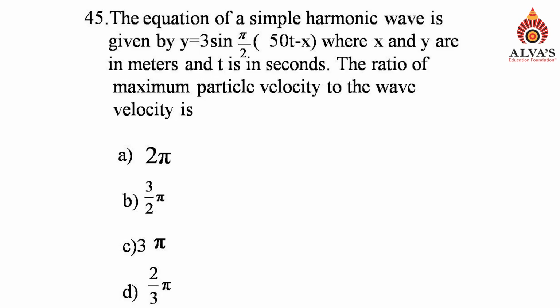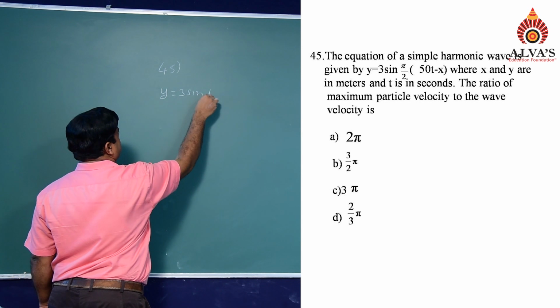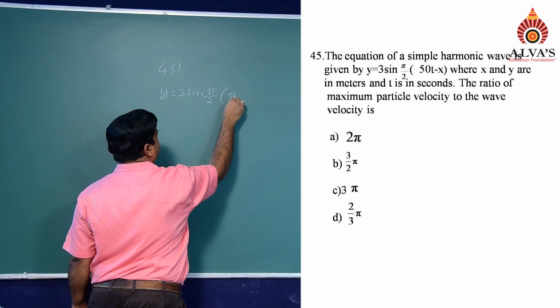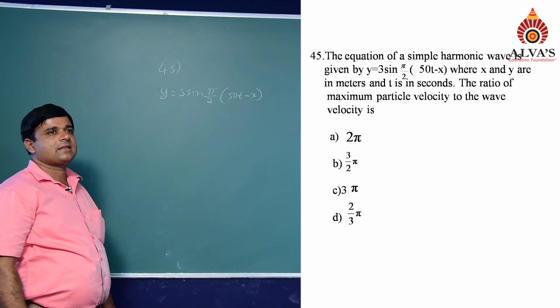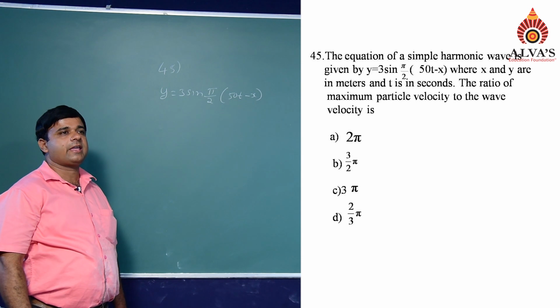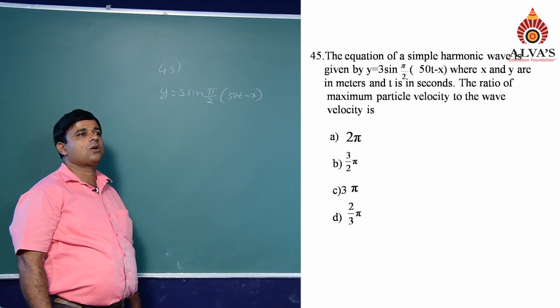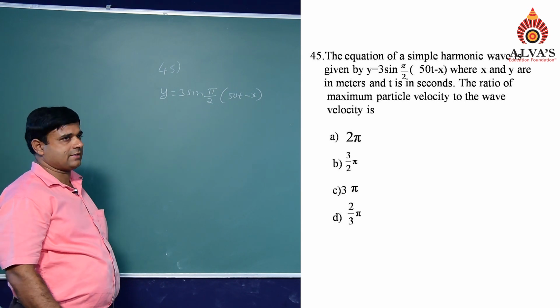The equation of a simple harmonic wave is given by y equal to 3 sin (pi by 2)(50t minus x), where x and y are in meters and t is in seconds. The ratio of maximum particle velocity to the wave velocity is given by.